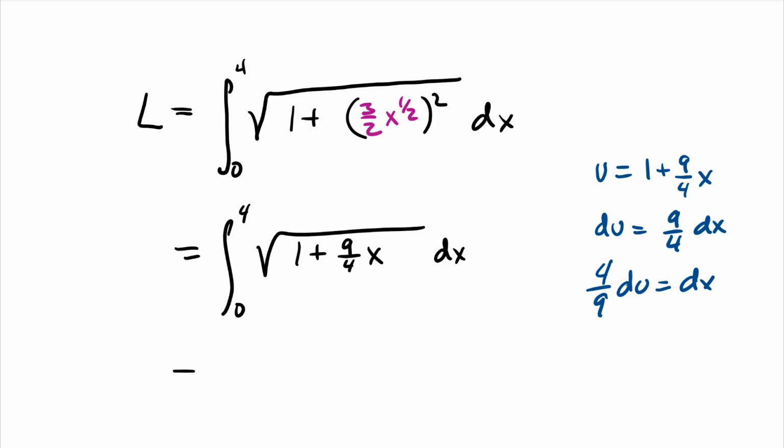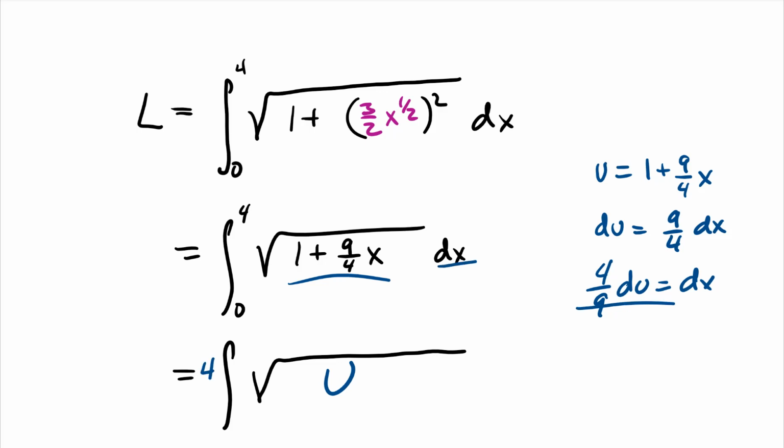Cool, let's go. Integral, let's leave the bounds out. We'll deal with that in a second. So instead of writing 1 plus 9 fourths x, we put in our u. Instead of dx, we're going to write 4/9 du. So let's take that 4/9, put it out to the front, and just put in our du.